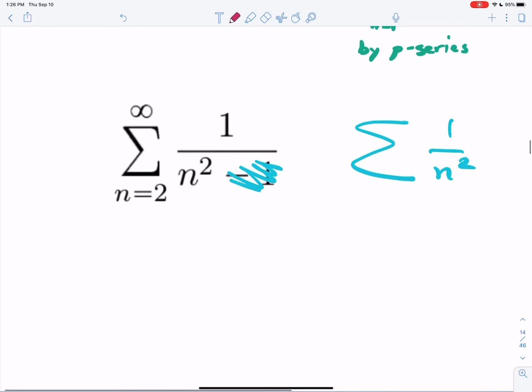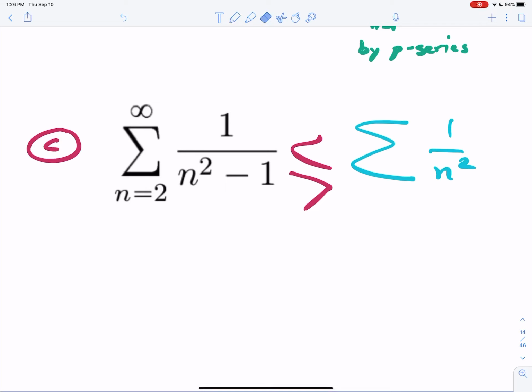Here's part C. So we compared it to 1 over n squared because we got rid of our constant. So this looks like a pretty much basic 1 over n squared, but there's a minus 1 to it, right? Okay. Less than or greater than. Press play when you're ready, okay? Okay. We made the denominator smaller, which means that the overall value gets larger. So this is greater than here, okay? All right, so let's keep going.